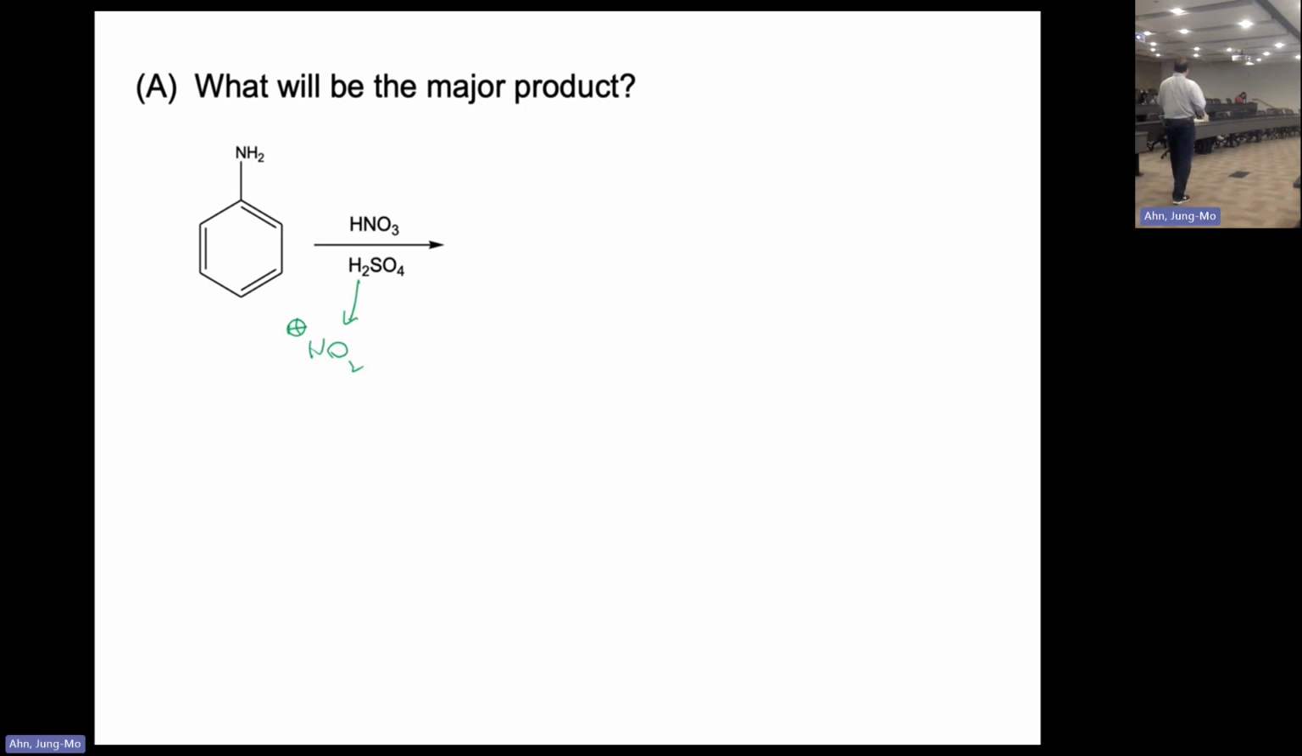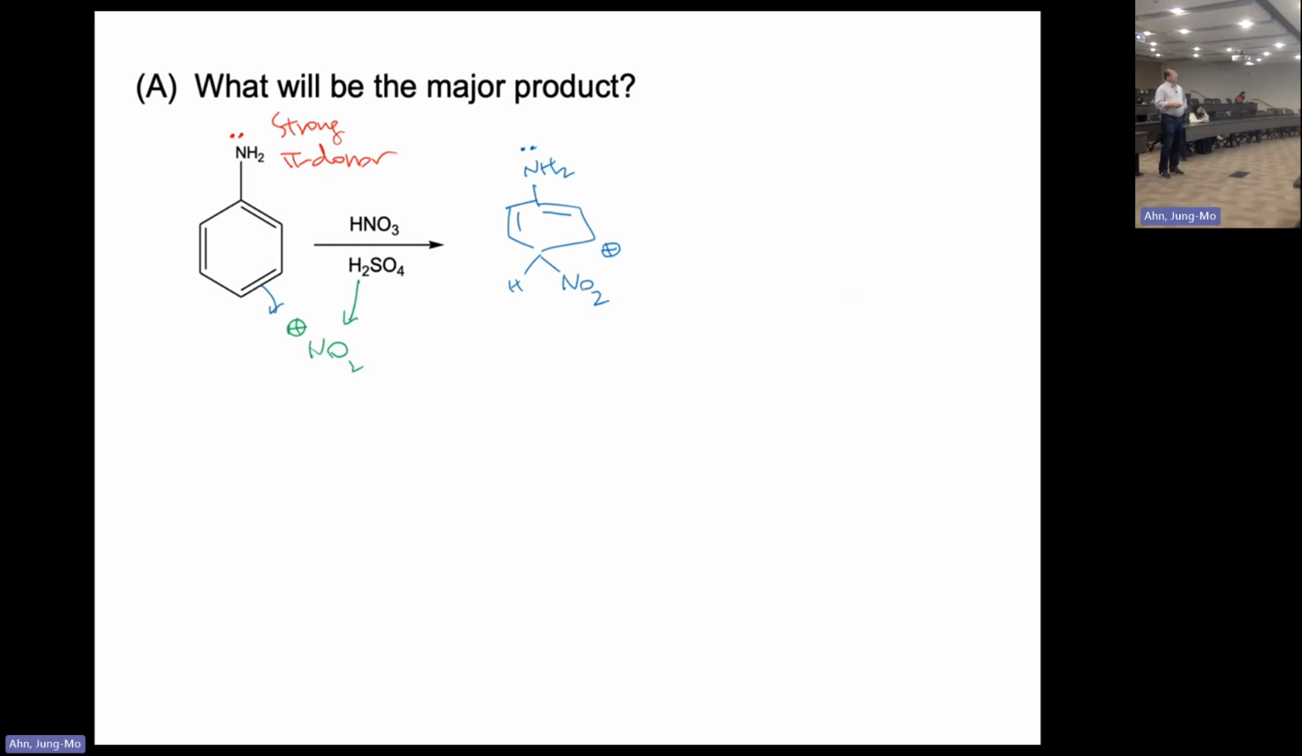So what this high donor does for the substitution is, it makes the reaction go faster, first of all, that's why we call it an activator. And it is also an ortho-para director. So because of that, the nitronium ion will probably be added at either the ortho position or the para position, not the meta position, because the amino group is a strong activator, high donor, and it's also an ortho-para director. That's what the chart shows you, right?